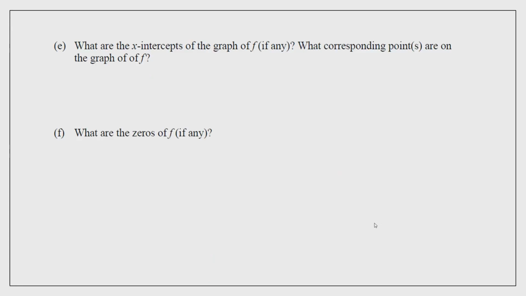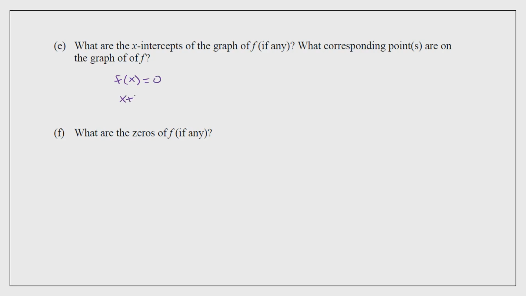E. What are the x-intercepts of the graph of f, if any? And what corresponding points are on the graph of f? Well, we know the x-intercepts are also the zeros of the function. So we need to determine what are the zeros of the function? What values of x will make f of x equal 0? So we're going to set f of x equal to 0.